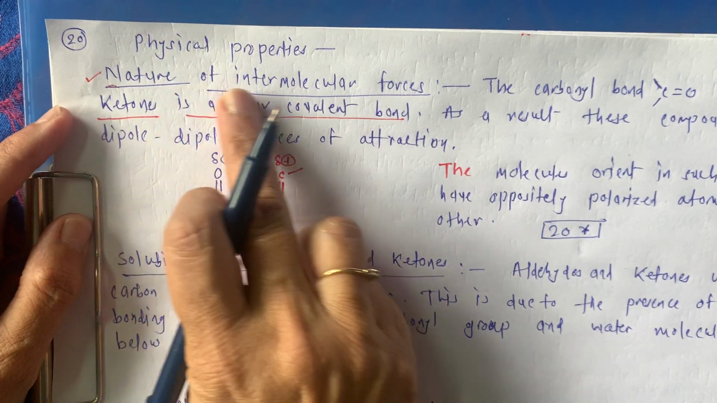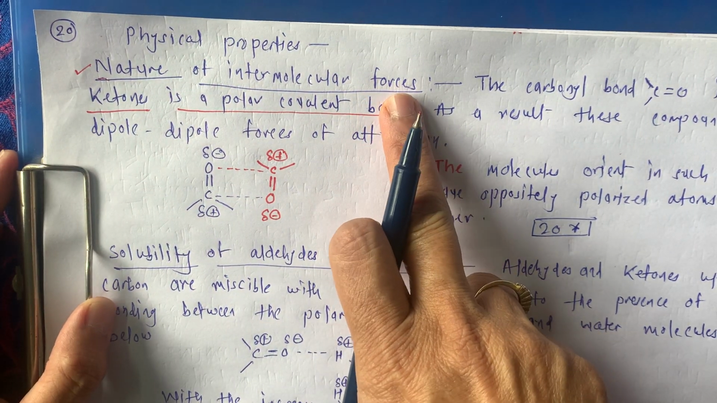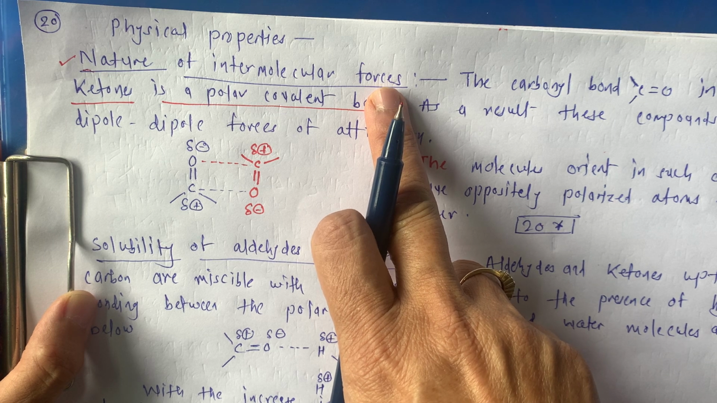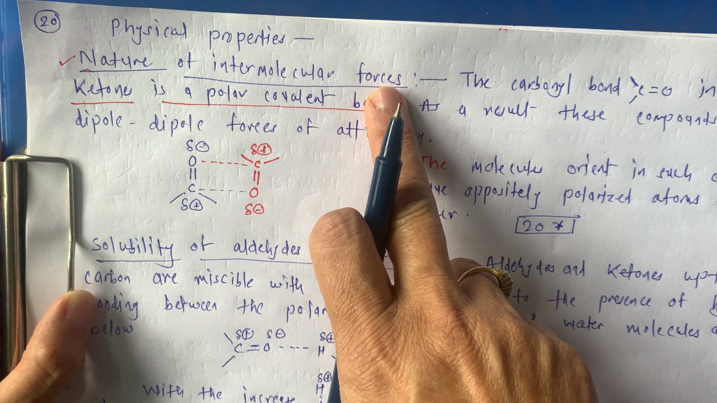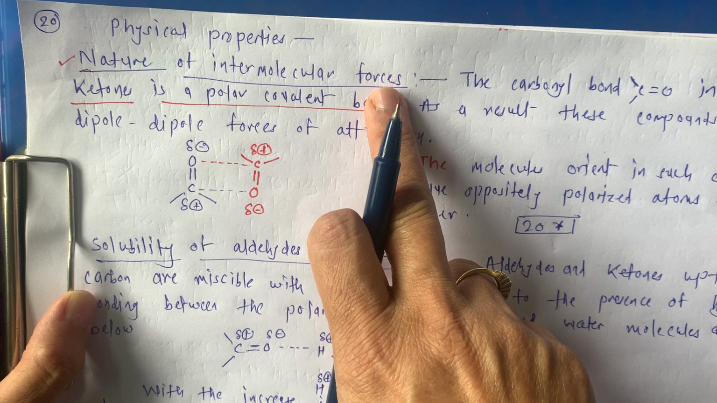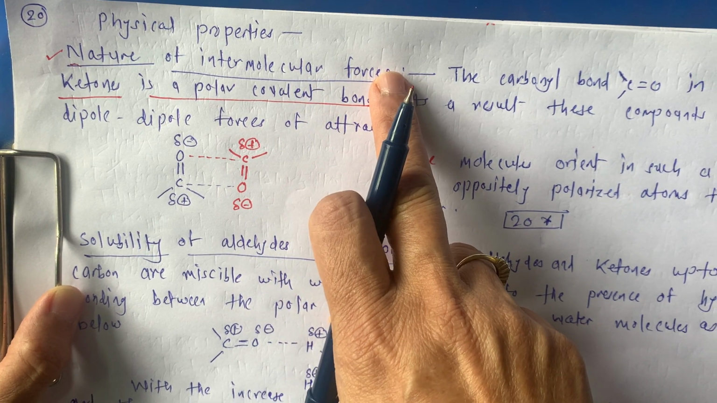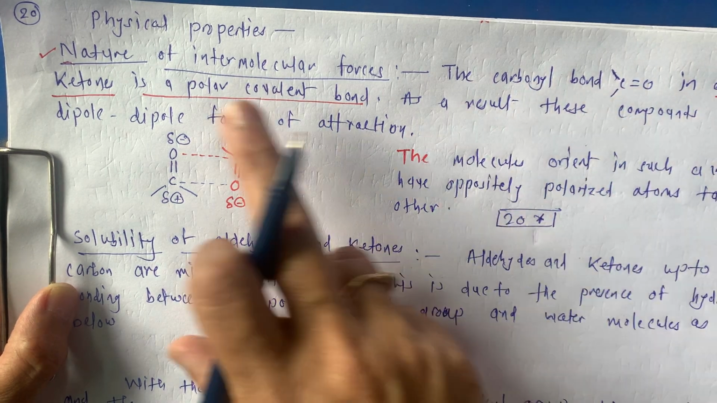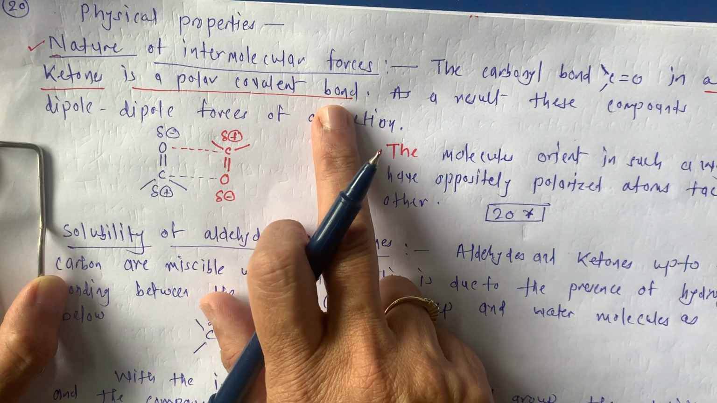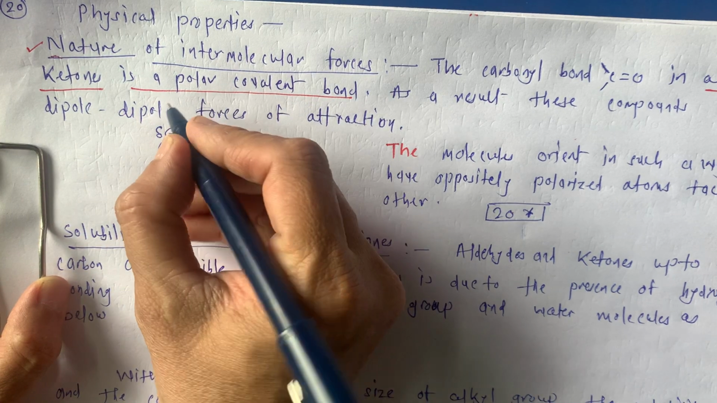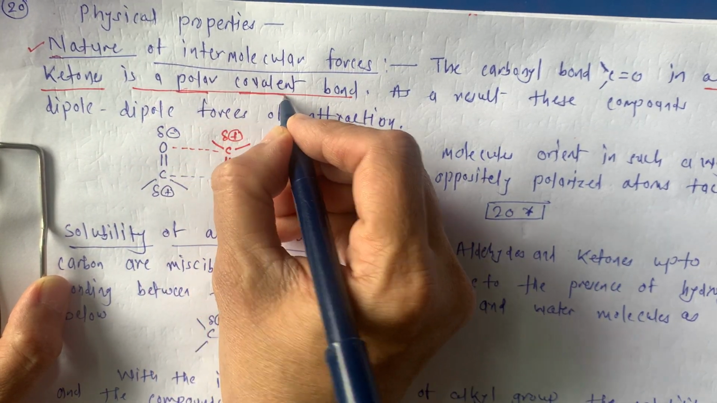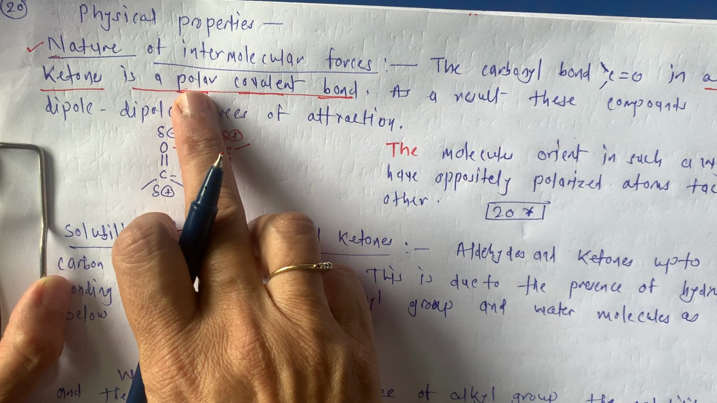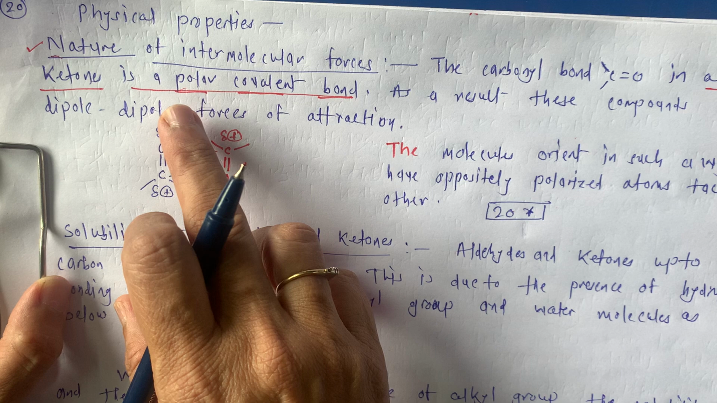All of you know that not a single atom will be present. There are so many atoms and molecules in a compound, and then they create forces. In the carbonyl bond, that is C double bond O, in aldehydes and ketones, it is a polar covalent bond. We know the covalent bond is the mutual sharing of electrons, but it is polar. That means it carries two poles.